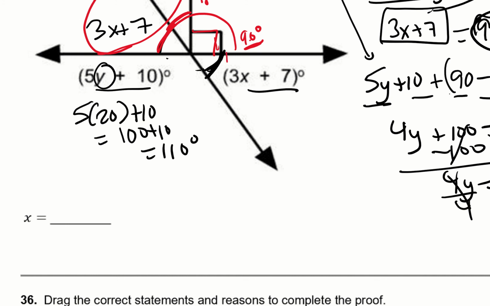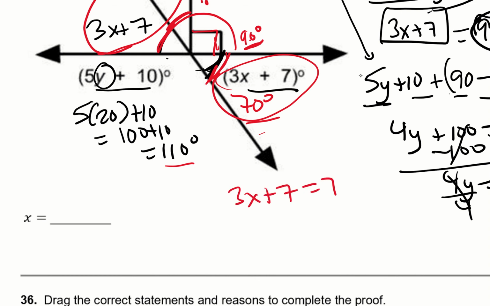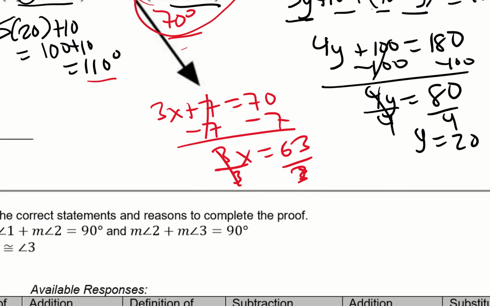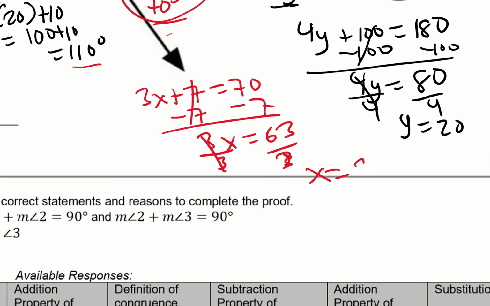Which means that this angle here has to be 70 degrees because 110 plus 70 is 180. And so we can solve this equation here. So we'll subtract 7 on both sides. Then divide by 3. 3 goes into 63 nicely, so you'll get 21. So x is equal to 21.